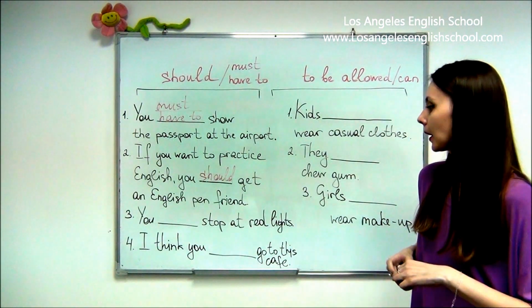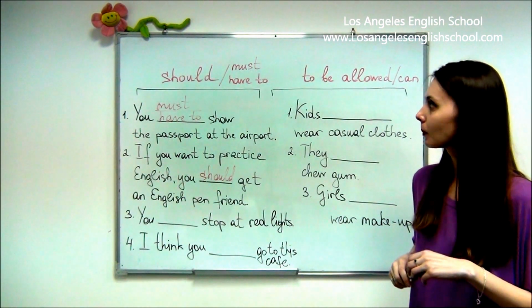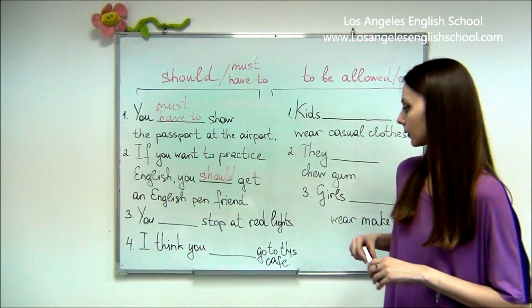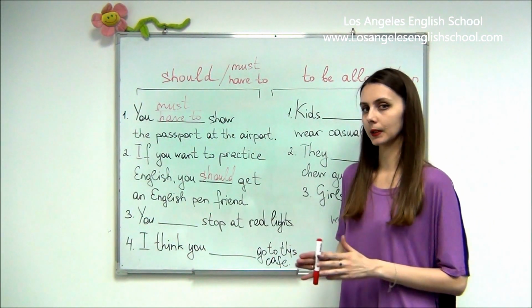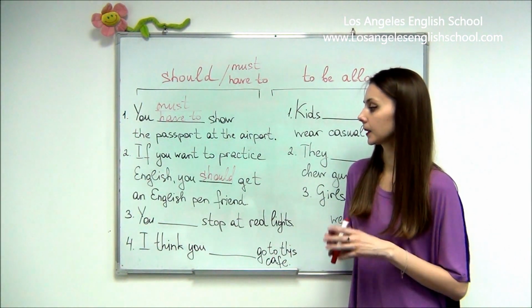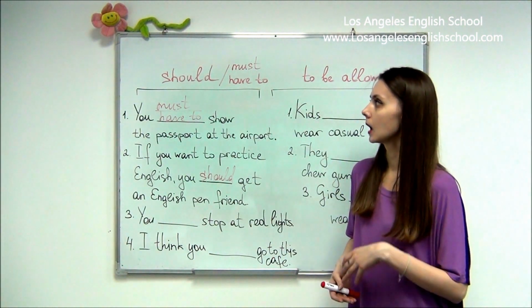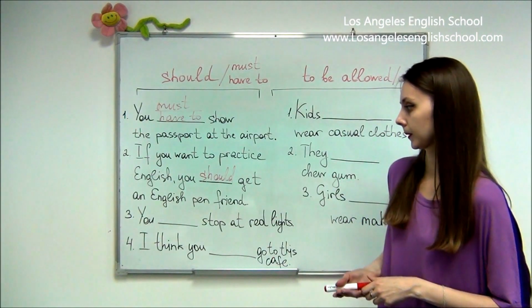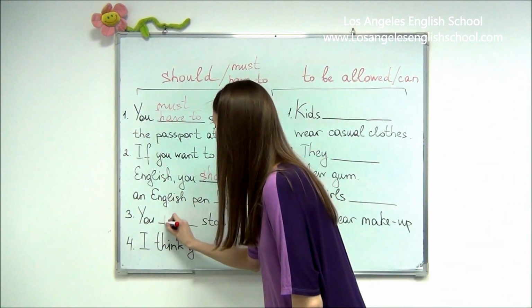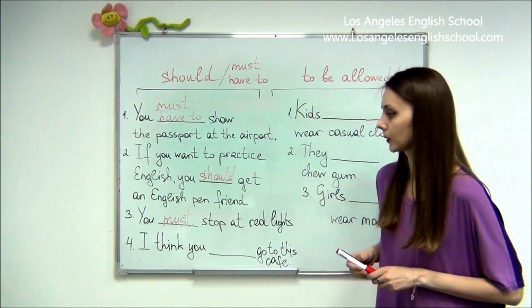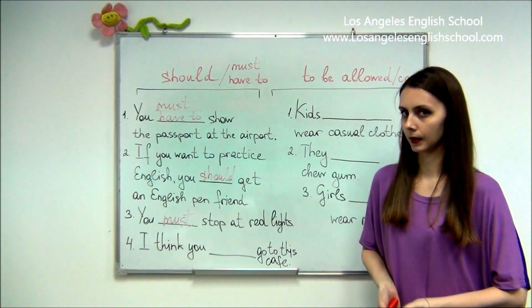The next: you blank, should, must or have to stop at red lights. Of course, to stop at red lights is very important. It's a strong obligation. Since it's a very strong obligation, it's a traffic rule, you need to use must. So you must stop at red lights. You cannot say you should stop at red lights.